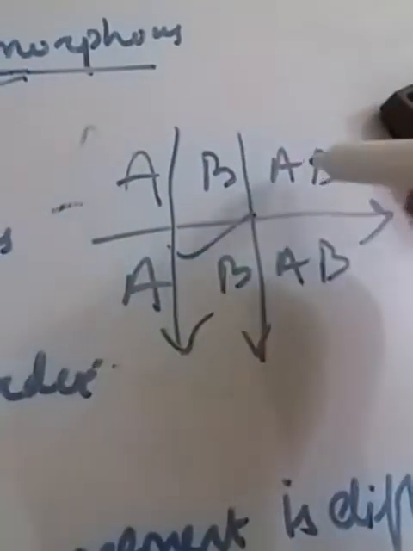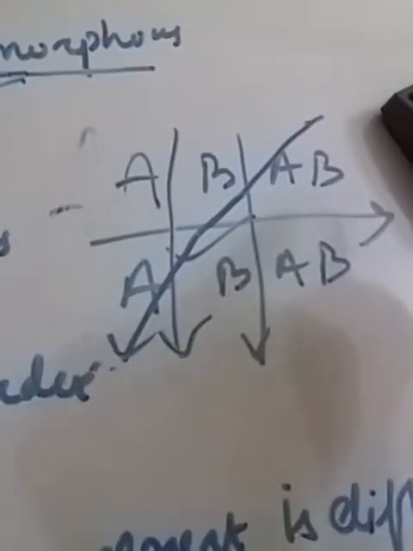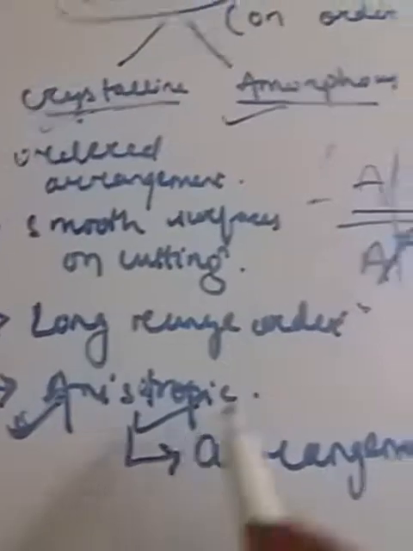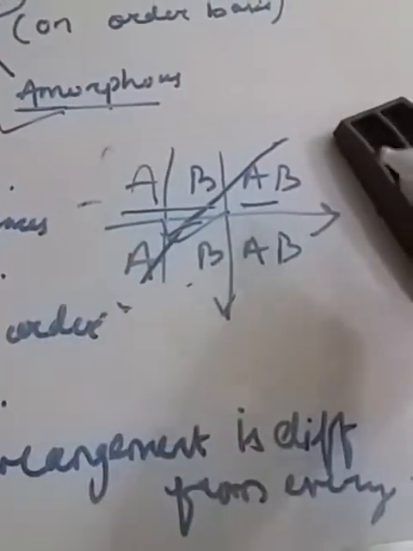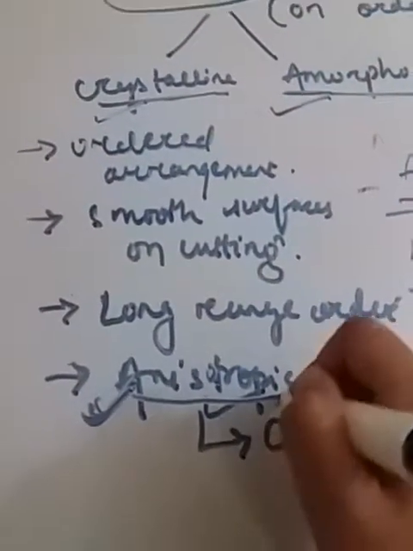Suppose you cut like this, then you can cut like this. Here you find A, B and A, B. Let it be till this much. It is seen that from every direction you get the same structure. And anisotropic means the arrangement changes when you cut from different directions. The arrangement is different from every direction. Here A, B, here you will get something else. Here A, B, then here you will get something else. So anisotropic is that one.